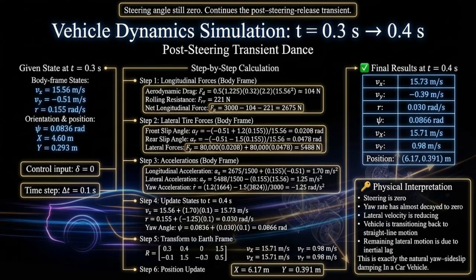tractive force. At the same time, the lateral velocity, Vy, decreases and moves closer to zero as the side slip motion is gradually damped. The yaw rate also decays and reaches 0.03 radians per second. Finally, the yaw angle, psi, increases slightly by 0.003 radians. This small yaw angle change prepares the vehicle state for coordinate transformation from the body frame to the earth-fixed reference frame.